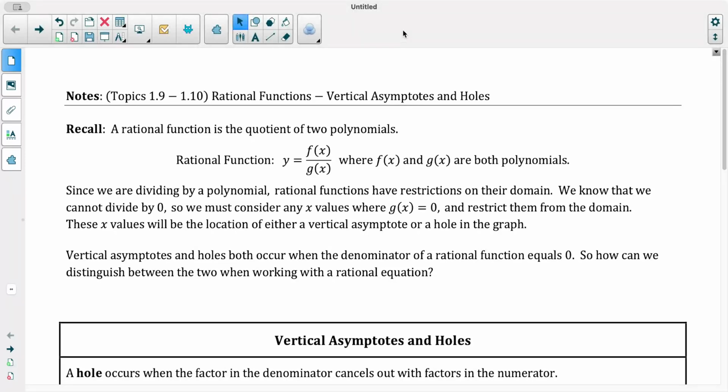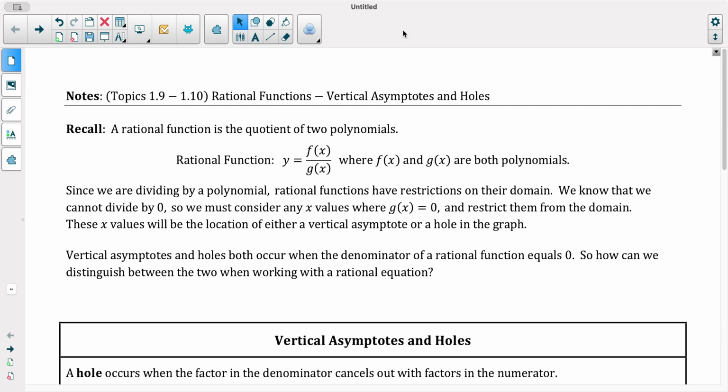Okay, so this is a very short lesson actually, and it's topics 1.9 and 1.10. There are two separate videos for it on the AP College Board. This will kind of make up for the fact that 1.11 is huge, and I'm actually going to split that one into two separate lessons.